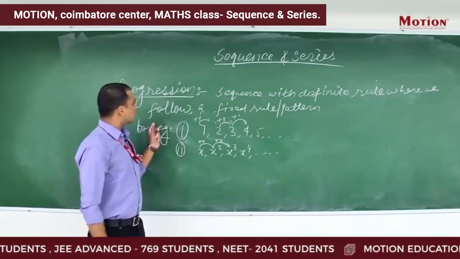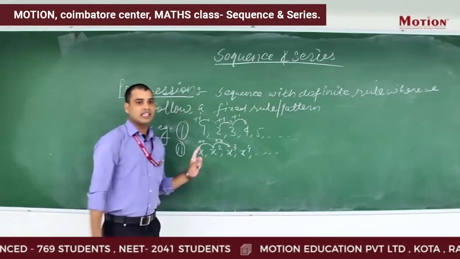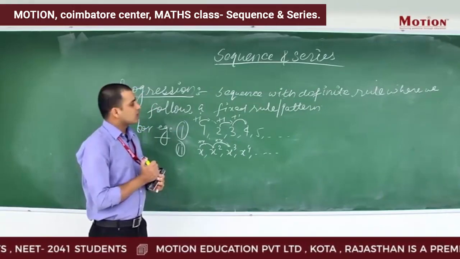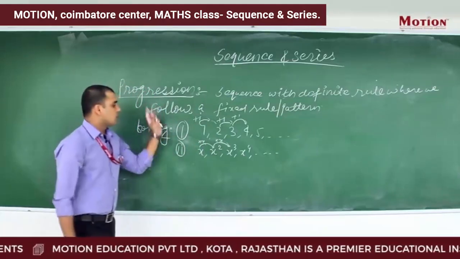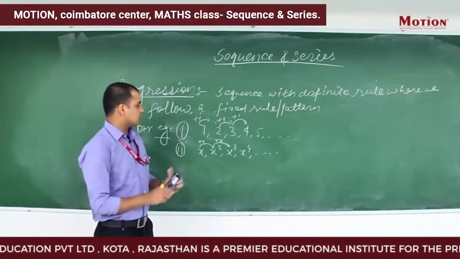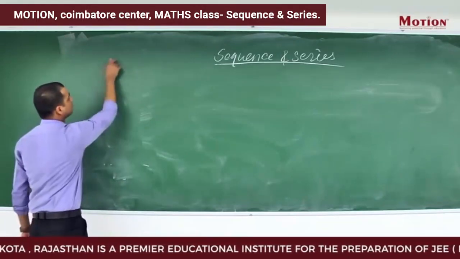So the main difference between sequence, series and progression: in a sequence there is no fixed rule, we are identifying terms by commas. In a series we are identifying terms by a plus sign. In a progression we are following a fixed rule. Our next heading is types of progression.